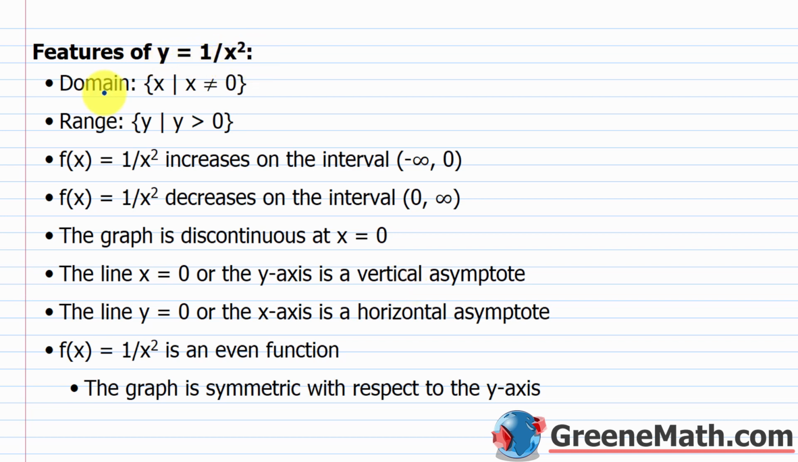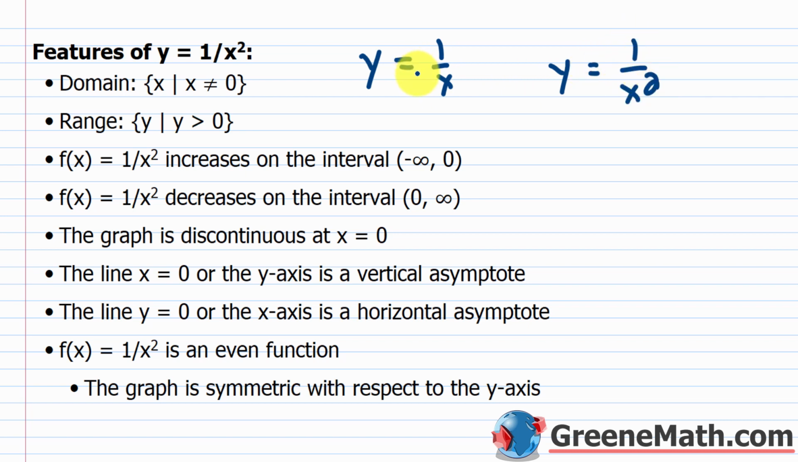So first and foremost, we have our domain, where we say the set of all x such that x is not equal to 0. Again, because we have this x squared in the denominator. When we look at the range, we would say the set of all y such that y is greater than 0. So again, y can't be 0. If you look at y equals 1 over x, or you look at y equals 1 over x squared, in each case, y can't be 0.